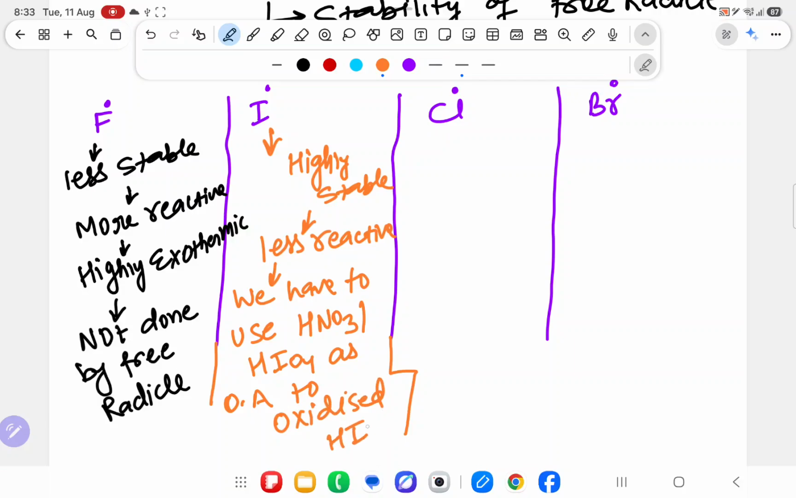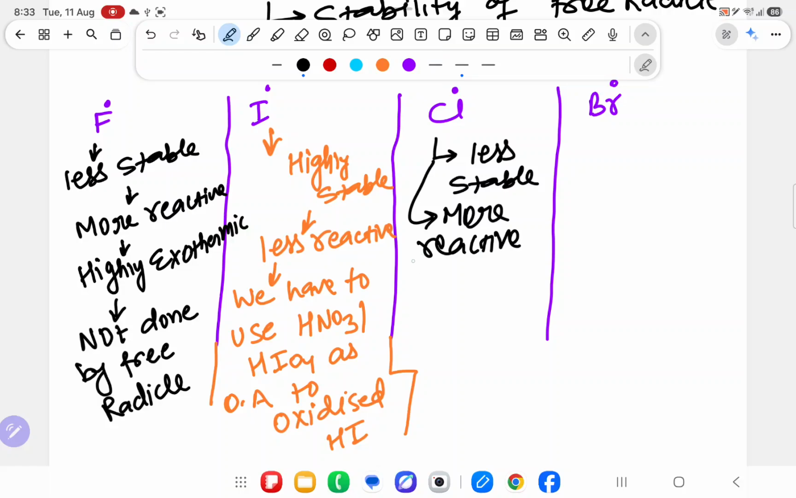Oxidized. This is an important point. Now, Cl is less stable, not that much stable, not more stable, not less stable, intermediate stable. Less stable means more reactive. If more reactive is there, then it is less selective. And for that, we have to know their selectivity ratio.